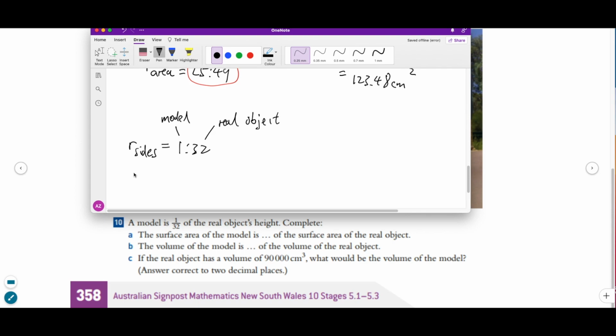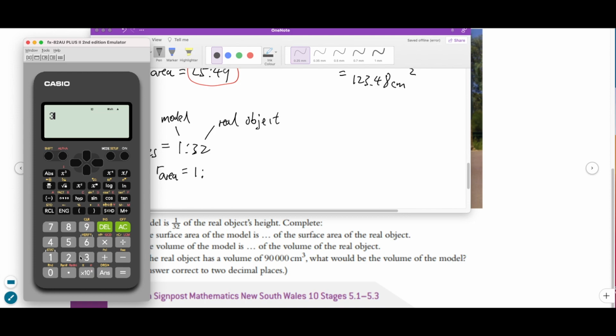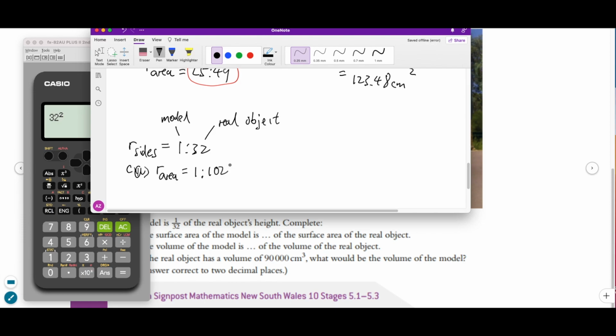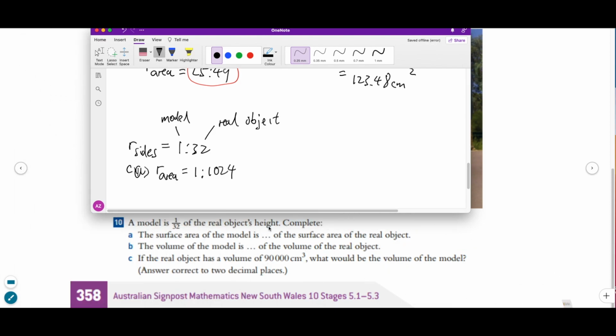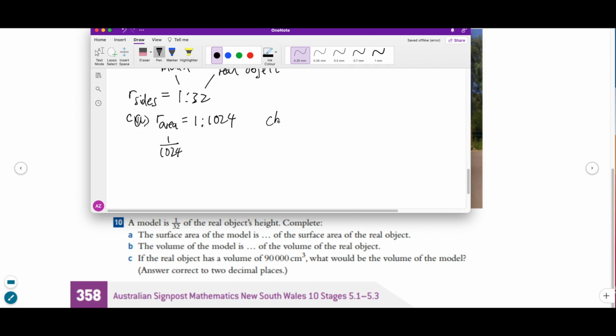Alright, so then, now question A says, the surface area of the model is what of the surface area of the real object? Okay, the surface area, so you just have to find the ratio of the area, right? Is equal to, you square the 1, and then you square the 32. So, what's that equal to? So 32 squared, 1024. Okay. So then that means the ratio, the surface area of the model is 1 on 1024 of the area of the object, right? Part B. And then it just asks you the volume.